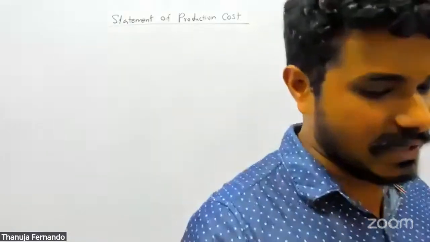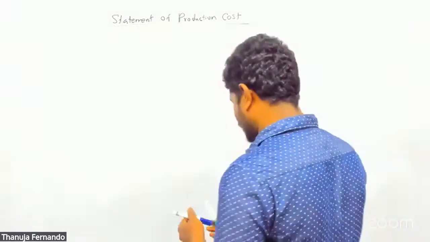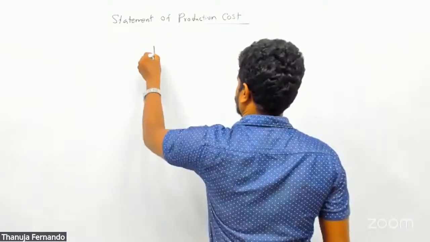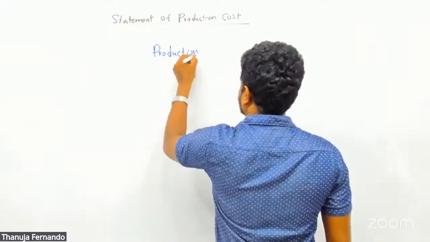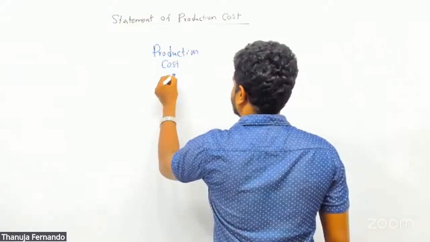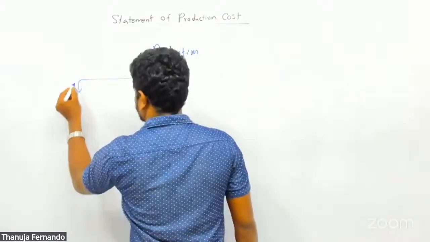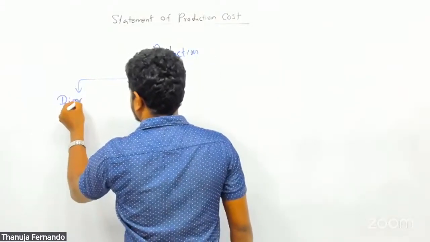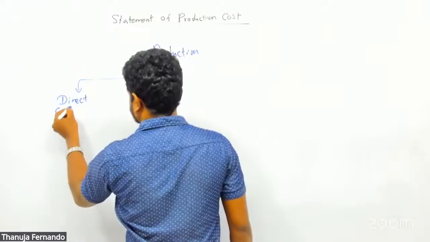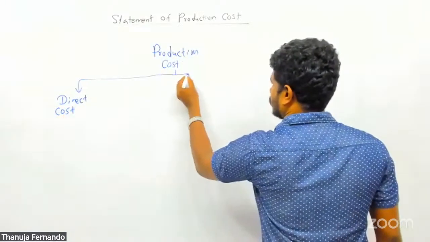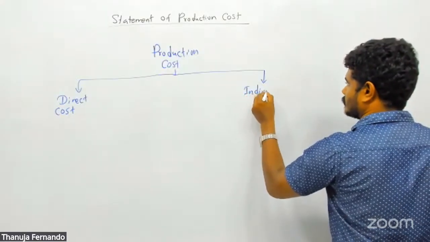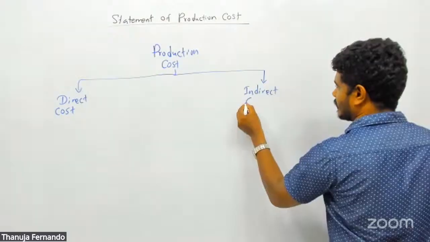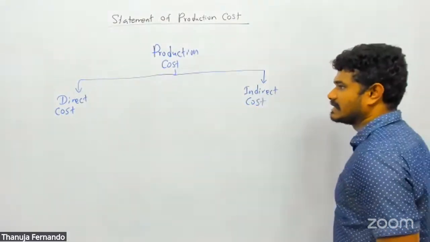Likewise, we can divide production cost into two: direct cost and indirect cost. One is direct cost, another one is indirect cost.